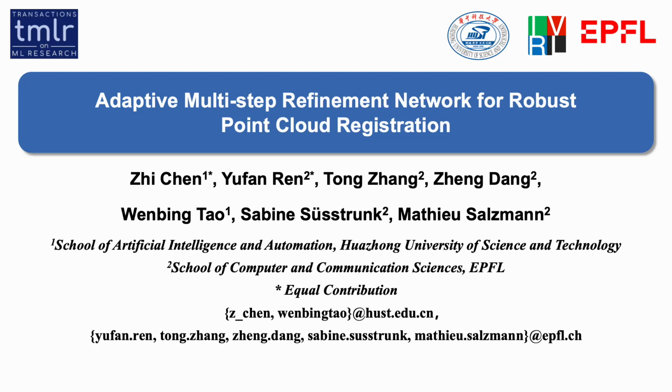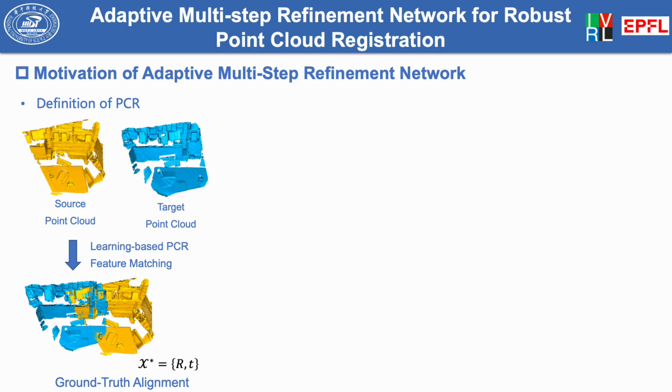In this video, we would like to present our work to appear on Transactions on Machine Learning Research, Adaptive Multi-step Refinement Network for Robust Point Cloud Registration. Point cloud registration, or PCR, estimates the optimal rigid transformation between two point clouds. Recent research in point cloud registration focuses on learning-based methods, particularly feature matching techniques.